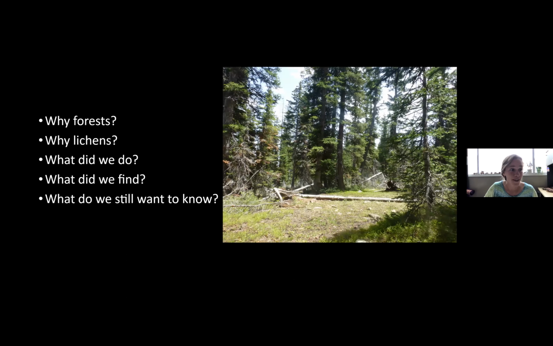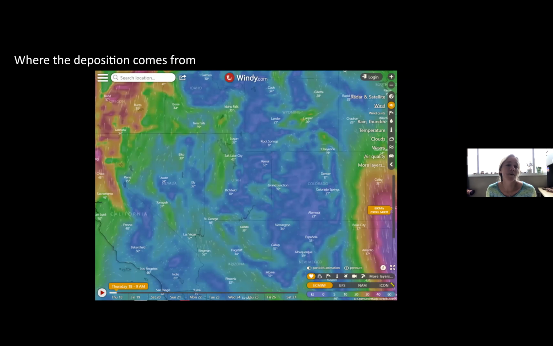All right, so what do we still want to know? Lots of things. One thing is we don't know where this deposition comes from. The lichens didn't tell us that. So that's something that other folks might need to help us with, or that we might need to look into in the future.